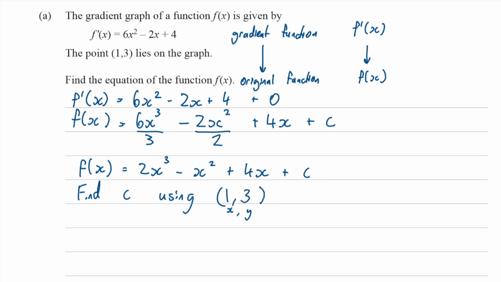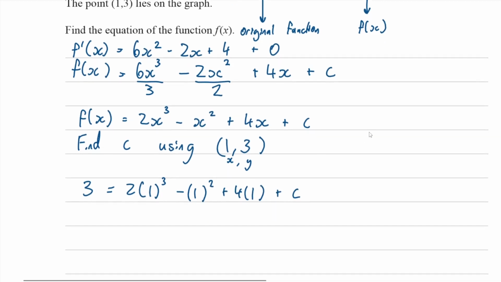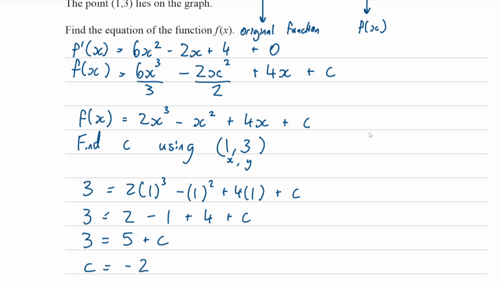So let's substitute that in. So in for y, or f of x, is 3. In for x is 1. So 2 times 1 cubed minus 1 squared plus 4 times 1 plus c. Alright, so we can simplify that. 3 equals 2 minus 1 plus 4. 2 minus 1 is 1. 1 plus 4 is 5. Subtracting 5 from both sides gives c equals minus 2.